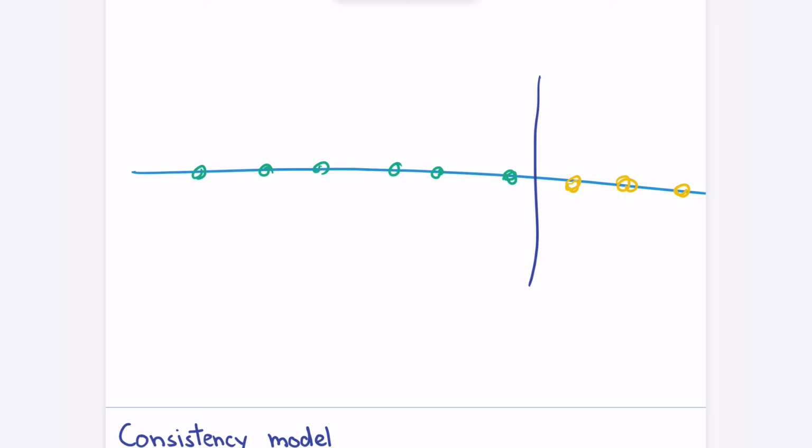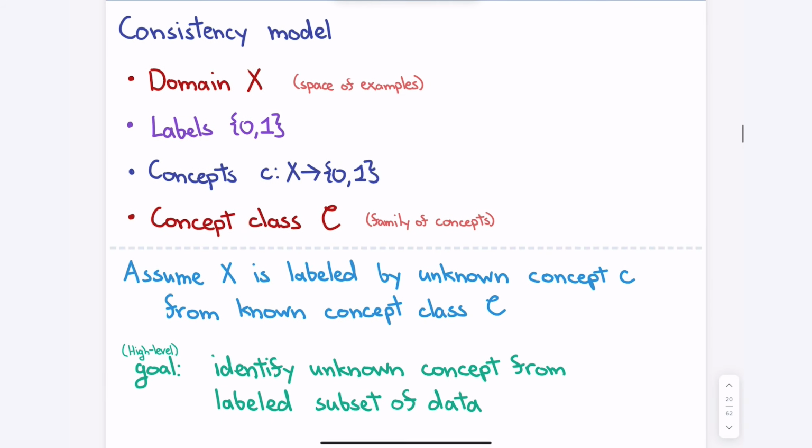So what would be an algorithm to find a good concept? If I just gave you the points and the colors and you were promised that it was induced by a threshold, what would be a good algorithm? A binary search, right? You just look for the last green point, the first yellow point, or something like this. So that's the general goal in this consistency model. And actually, it's a little bit more interesting because you're given some subset of data, and you want to figure out the true label of all the data. So a little bit more involved.